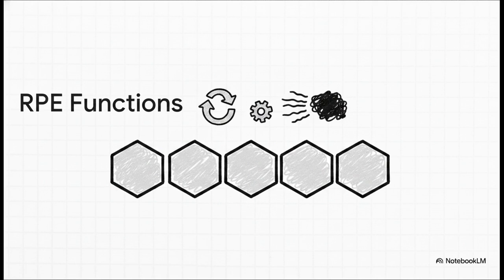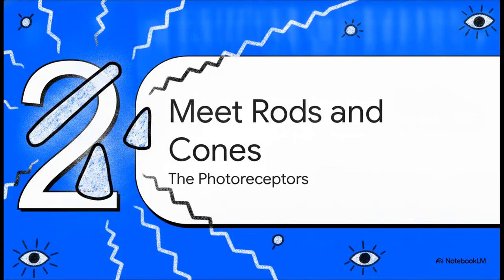It's basically a single layer of hexagonal cells firmly attached to Bruch's membrane, and they do all the heavy lifting to keep things sharp. They renew the photoreceptors, they recycle vitamin A, and they even use melanin granules to absorb scattered light. That last part is super important because it ensures our visual image stays crisp and clear instead of looking all washed out. Moving on to section 2, let's meet the rods and cones.